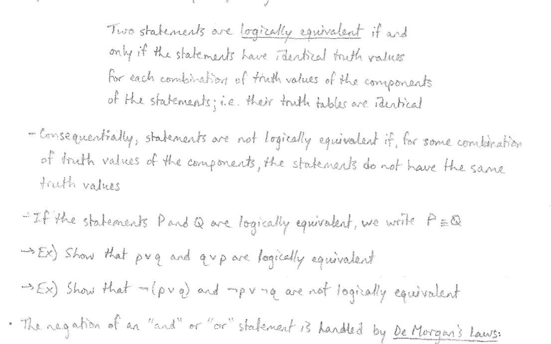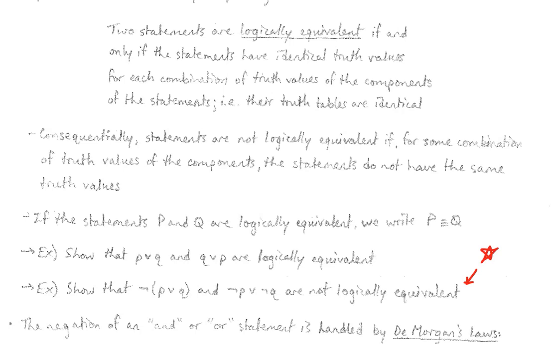The second example here, show that not (P or Q) and not P or not Q, show that these two things are not logically equivalent. This is the first example that we're going to see inside of our next video. We're going to show that these two things are not logically equivalent.